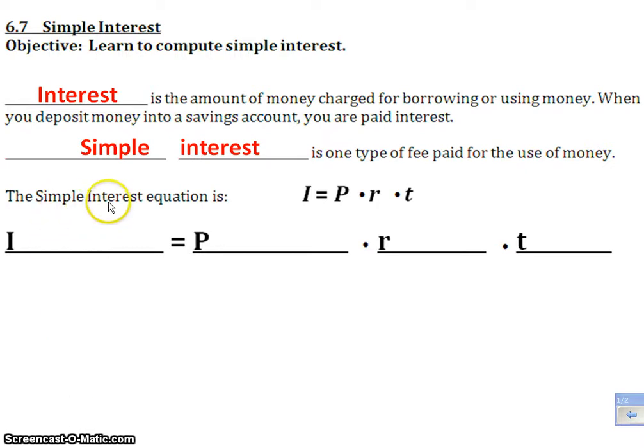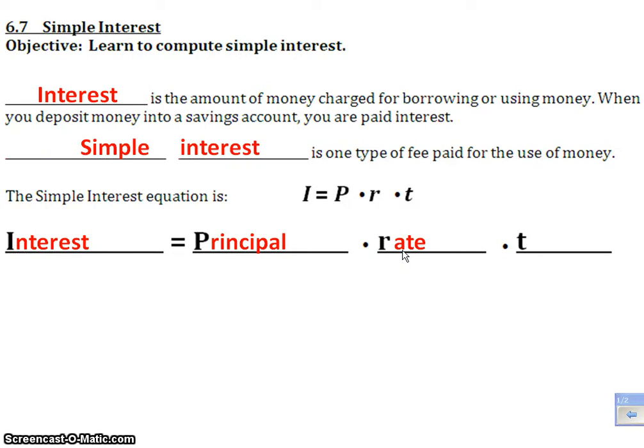To calculate simple interest, you can use this equation. I equals P times R times T. I stands for interest. P stands for principal. That's the initial amount borrowed or deposited. R stands for rate. Rate is going to be a percent.